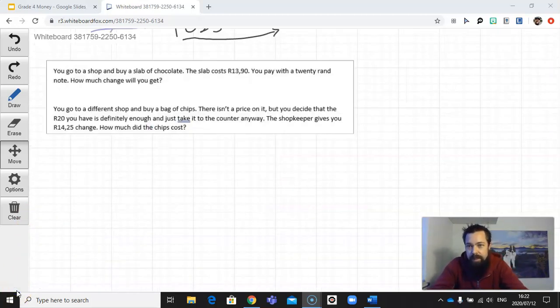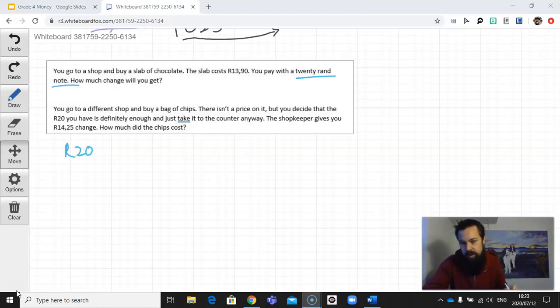All right, let's go shopping. You go to a shop and you buy a slab of chocolate. The slab costs 13 Rand 90 cents. You pay with a 20 Rand note. How much change will you get? We assume that the shopkeeper is going to get it right. Okay, so this is going to be a subtraction one. We started with a 20 Rand note. I was being a little bit sneaky by writing a 20 Rand note in words, but I'm pretty sure you got it anyway. So 20 Rand note minus 13 Rand and 90 cents. And you want to find out how much change you're going to get, which will be the answer to that problem.